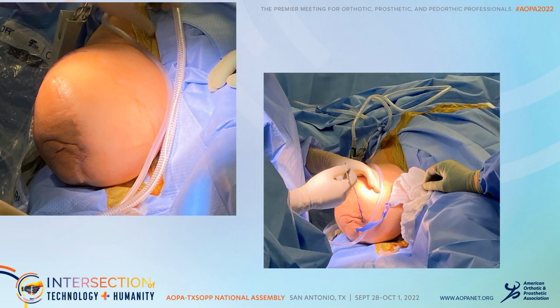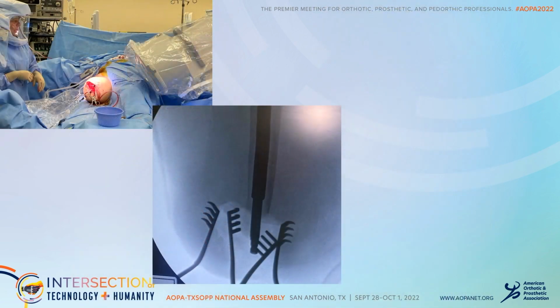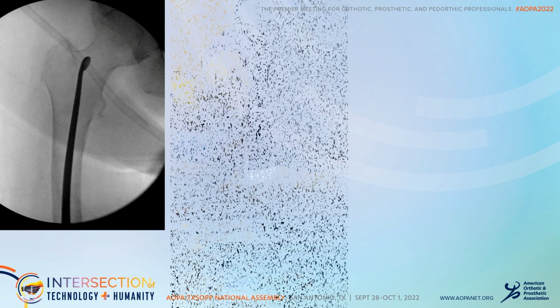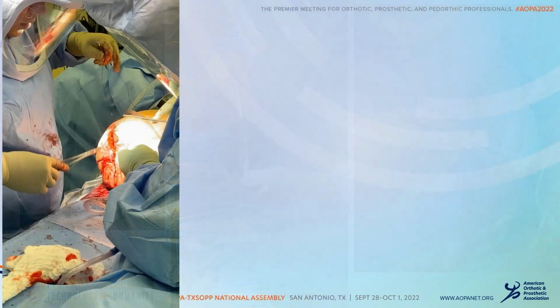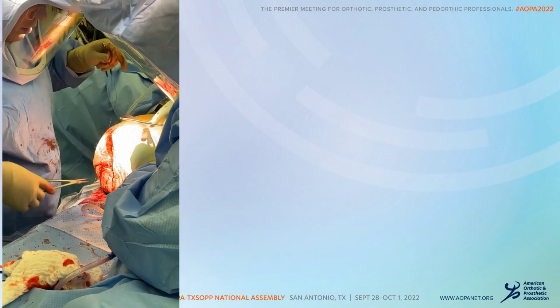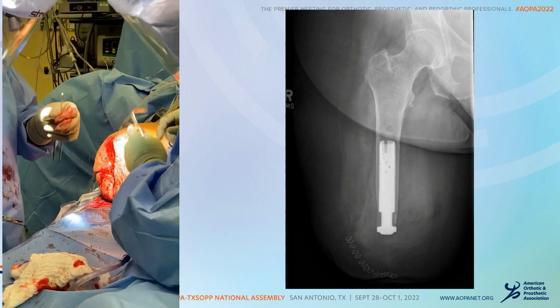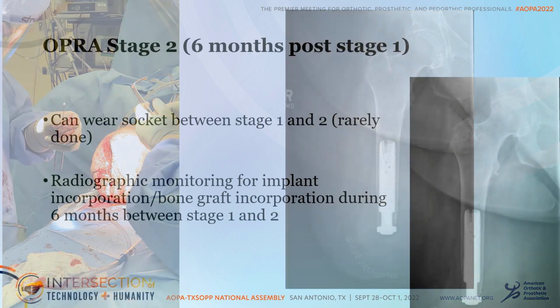So stage 1 is pretty straightforward. We open the existing soft tissue envelope, prepare the intramedullary canal, and implant the device. We bone graft the end of the device, as I mentioned previously, so that we can seal that canal, close the soft tissue envelope, and then, as I said, it's 6 months between stage 1 and stage 2, where during that time point, osseointegration occurs.